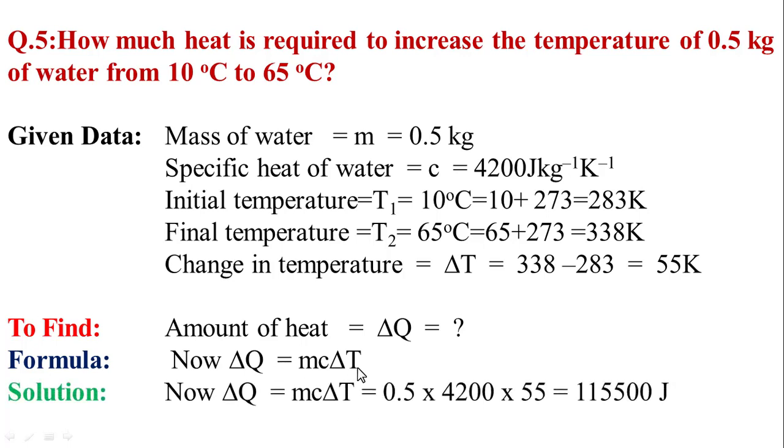For solution, putting the values, delta Q is equal to mc delta T is equal to 0.5 multiplied by 4200 multiplied by 55. So multiplying the values, then final answer is 115500 joule.